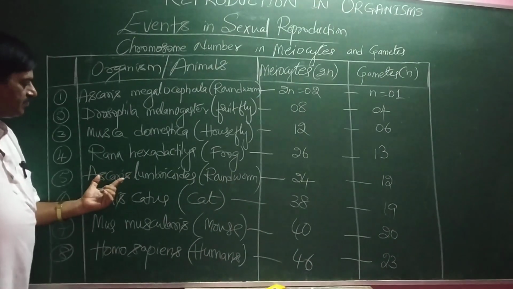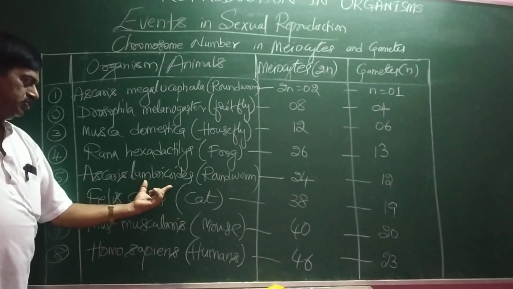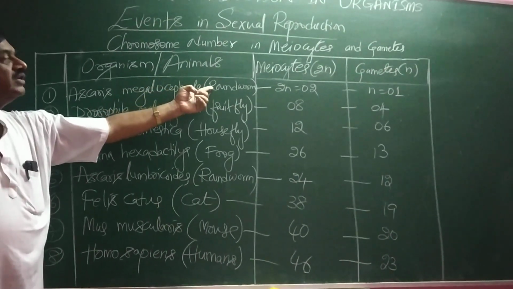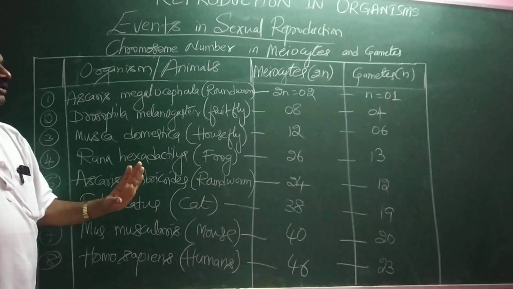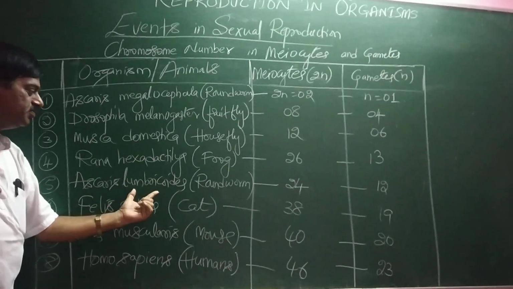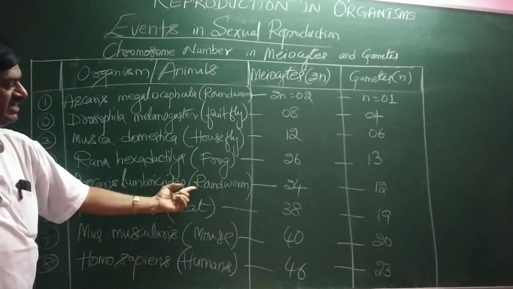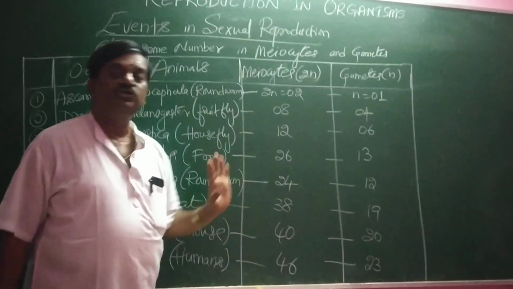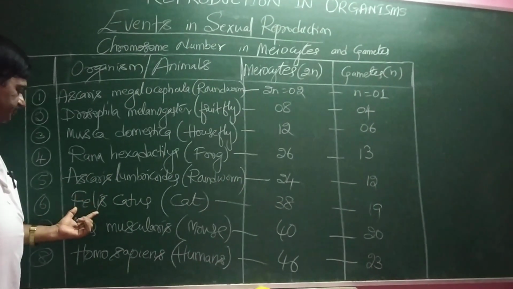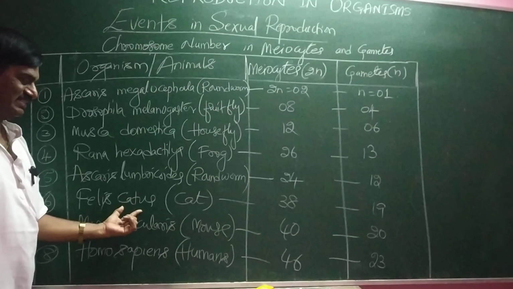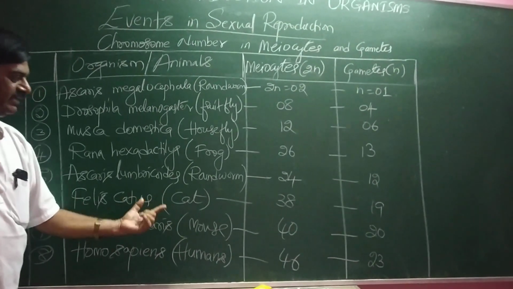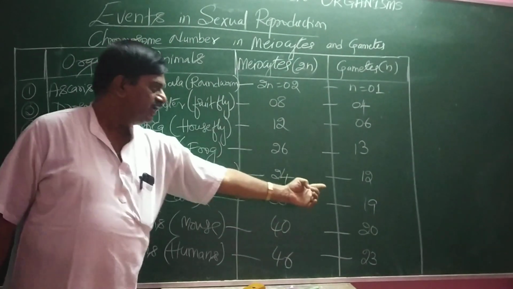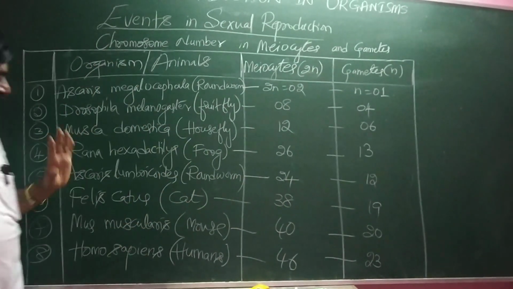Next, Ascaris lumbricoides. Ascaris megalocephala roundworm has the least chromosome number, 2. Ascaris lumbricoides roundworms, this species has 2n is equal to 24 and n is equal to 12. Next, Felis catus, commonly called cat. The cat has a chromosome number 2n is equal to 38 and n is equal to 19.